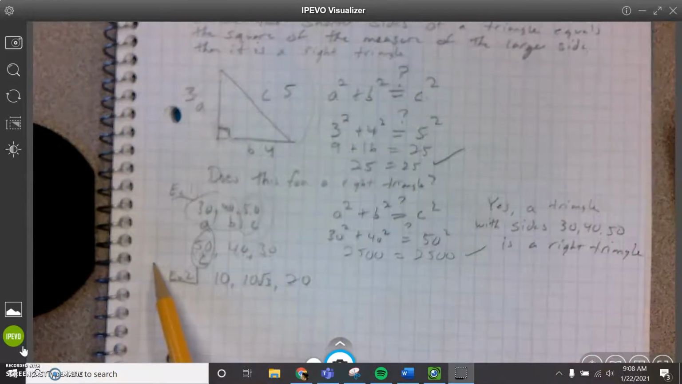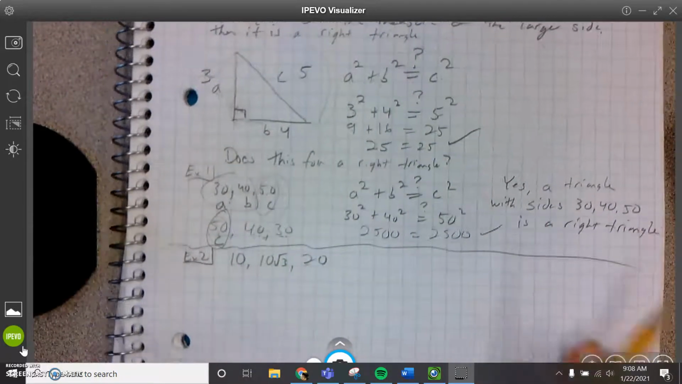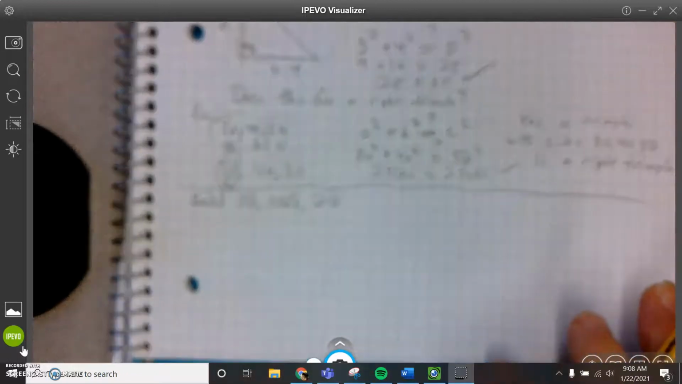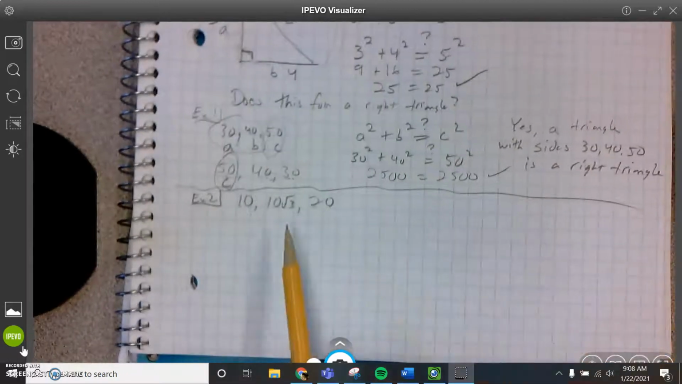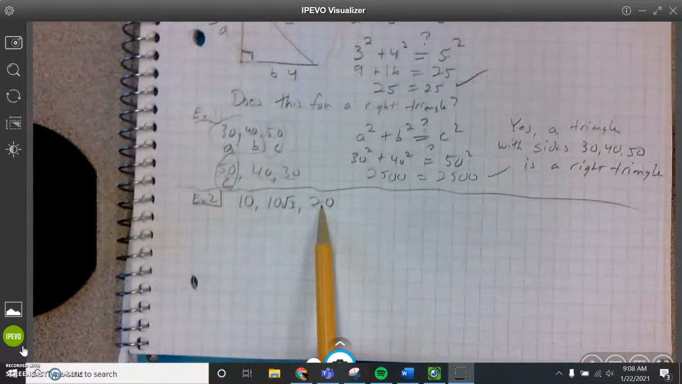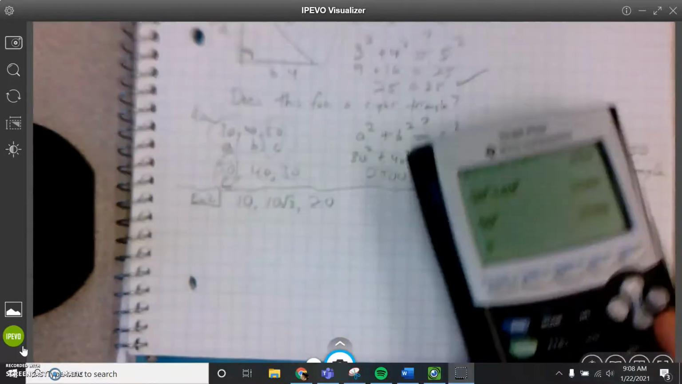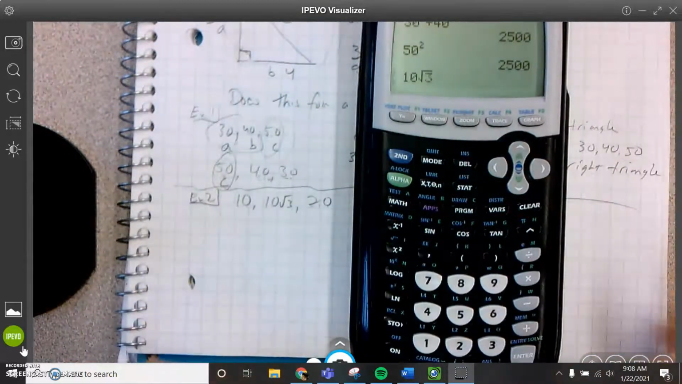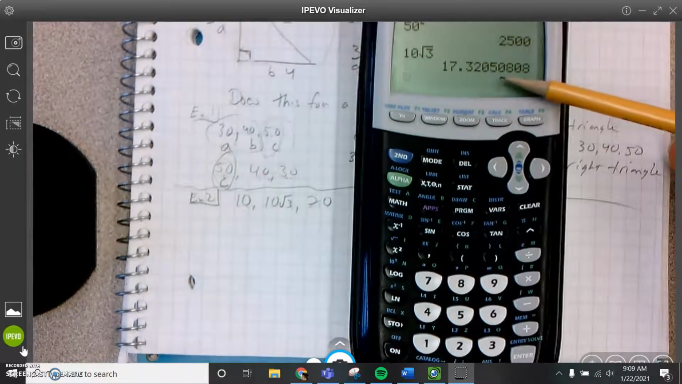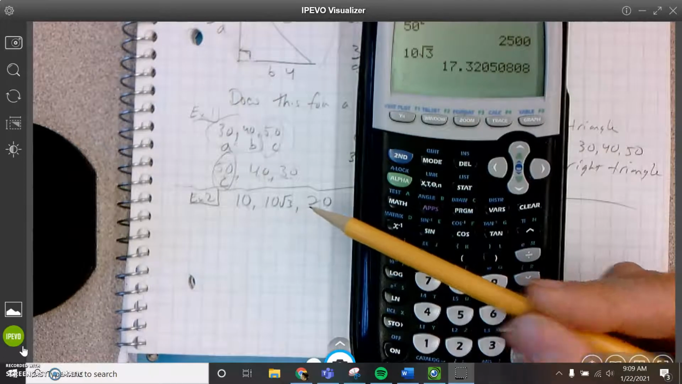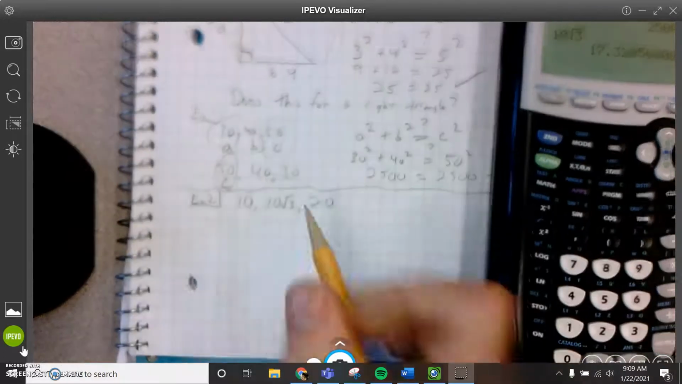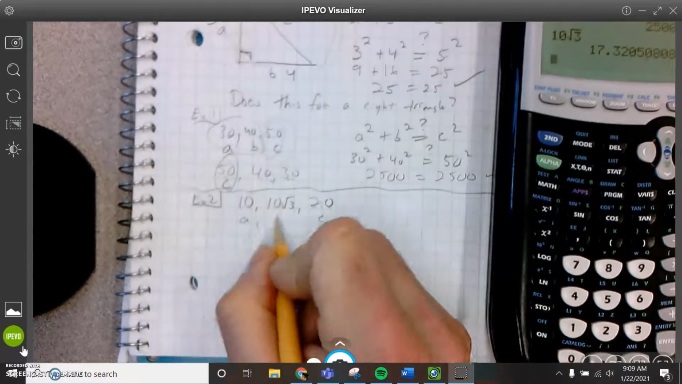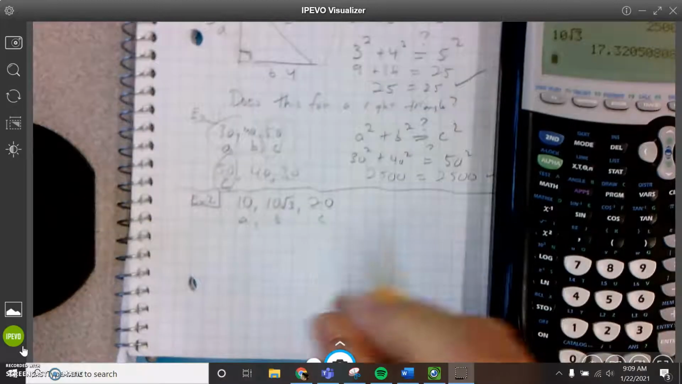Okay. Now let's do another one. Let's do this one. Ooh, this looks tough. So 10, 10 radical 3, and 20. So just to make sure, 10 radical 3 is about 17. So that would mean 20 is the biggest side, so this is going to be C. So this is A, this is B. Or it could be B, A, doesn't matter.